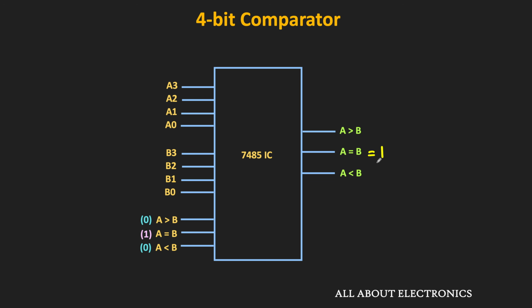So in this way, by using this standalone 7485 IC, we can compare two 4-bit numbers, or by cascading such ICs, we can compare n-bit numbers. So I hope in this video you understood the concept of the digital comparator.